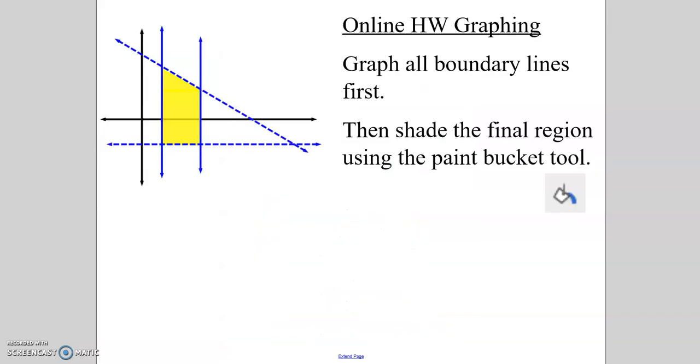And then when you're doing the online homework, just a tip. First, you're going to want to graph all your boundary lines first. So like I'm going to graph these 4 lines first, and make sure you keep track of whether they should be dotted or solid when you're graphing them using the graphing tool. The last step should be to shade the final region using this paint bucket tool, and then you can click on this region here and it will shade just that region. So make sure you're doing it in that order when you do the online homework. And as always, email me with any questions.